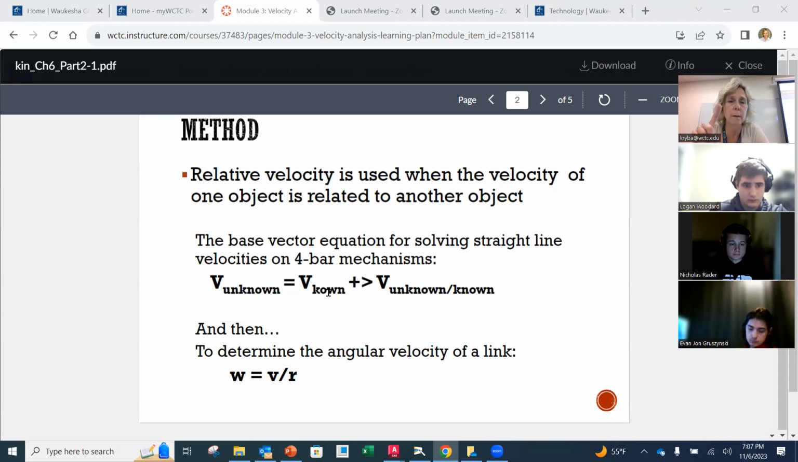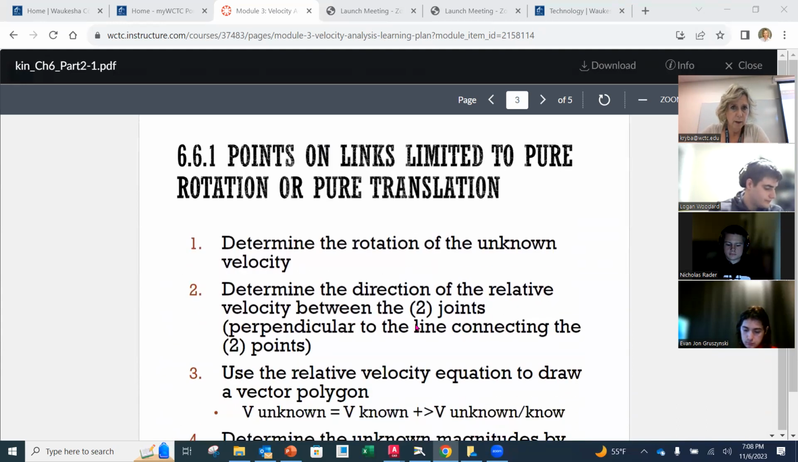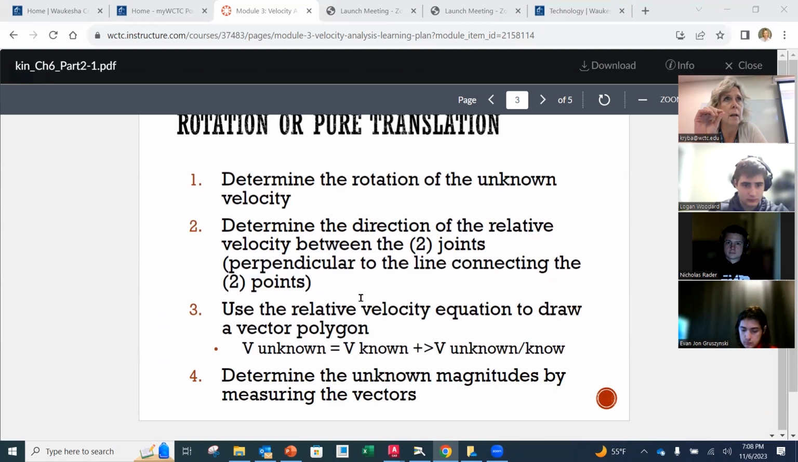We also need to remember that if we need to find an angular velocity, for instance, if we have an oscillating link and we need to know what its angular velocity is, we're going to need to determine what a straight line velocity is on that link and then how far away from the center it is. So we're going to be using that equation again, W is equal to V over R, or V is equal to W times R, depending on which we're looking at. Now, as we look at points of a link that are limited to pure rotation or pure translation.